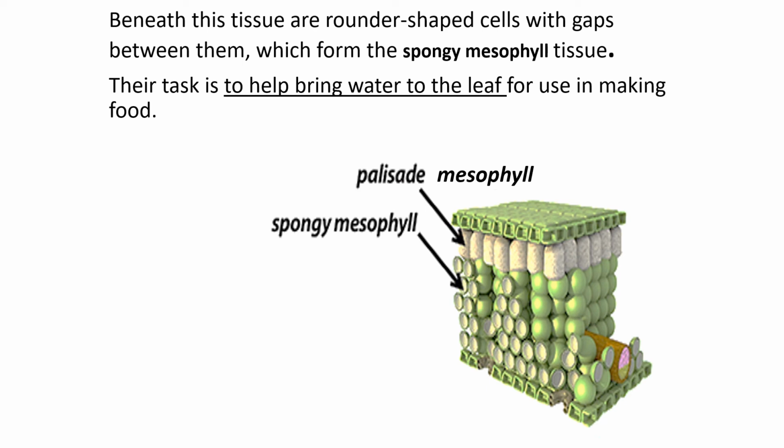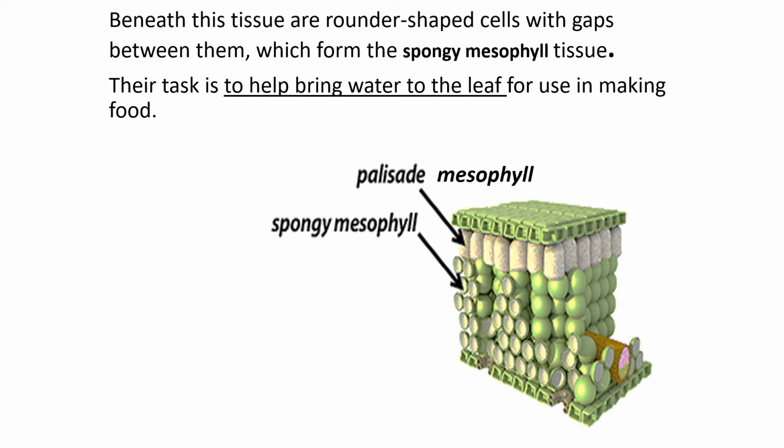Beneath the palisade mesophyll, we find rounder shaped cells with gaps between them, which form the spongy mesophyll. So under the palisade mesophyll, I find the spongy mesophyll tissue. The task of the spongy mesophyll is to help bring water to the leaf for use in making food.